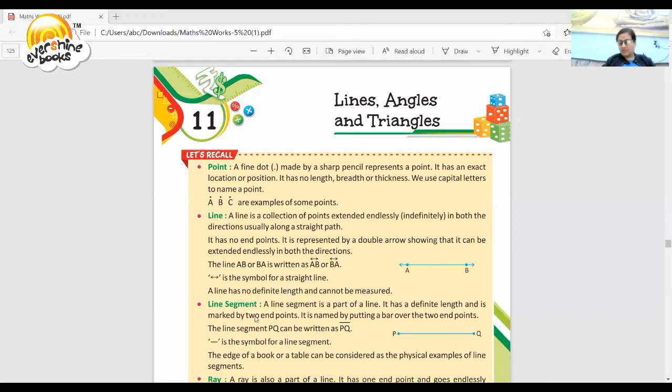Line segment. A line segment is a part of a line. It has a definite length and is marked by two endpoints. It is named by putting a bar over the two endpoint letters, with dots at the ends, like PQ. That is called a line segment.